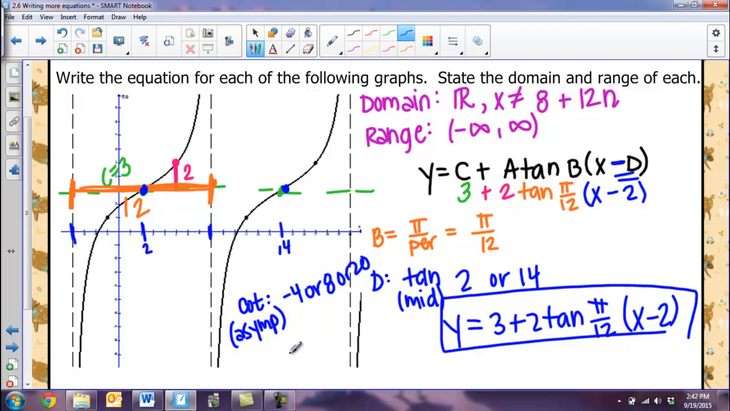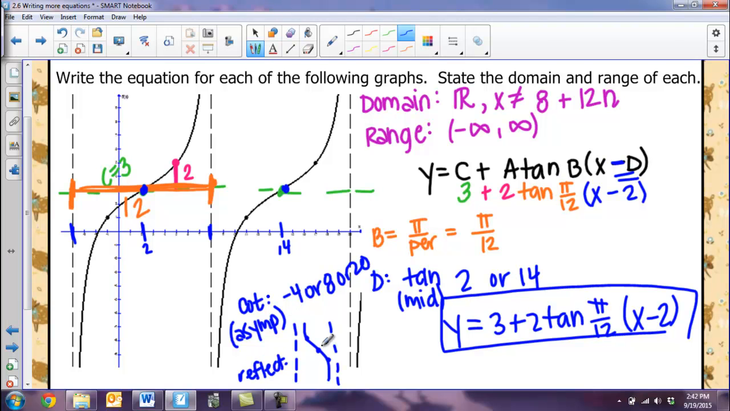Now the only thing that's different about a cotangent graph, if you remember from the other day, is that you start at an asymptote, then you go to a high, then a middle, then a low, and so you have this shape going on. Now in order to make it look like this, where it goes from a low to a middle to a high, you just have to make it a negative cotangent, because all you've done here is reflect.